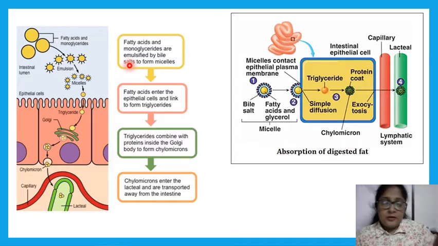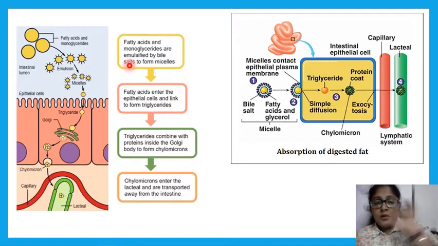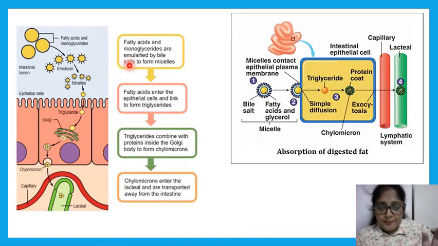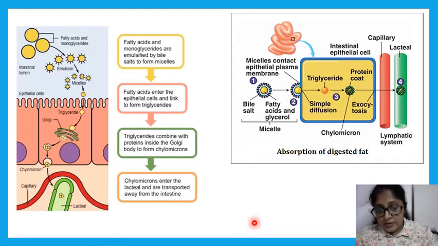Broken down to form what? The fatty acid separates, the glycerol separates, and the monoglyceride separates. Now, when the fatty acid and monoglyceride separate, they form the triglyceride. This triglyceride uses the phospholipid and the protein from the Golgi bodies, and they form the chylomicrons. Now these chylomicrons enter the lacteal and are transported away from the intestine. So this is how the fat absorption takes place.